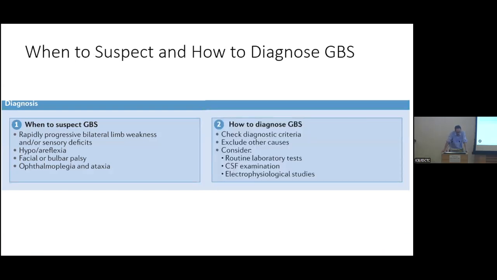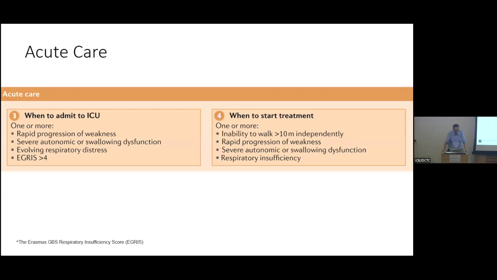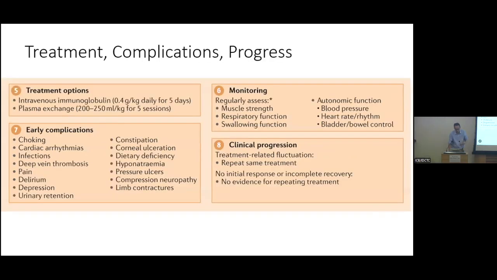Suspect Guillain-Barré when people have rapidly progressive weakness, and especially if it's followed a febrile illness, and diagnose it by doing a lumbar puncture and doing the electrical studies of the nerve in the arms and the legs. Sometimes they go to intensive care. We will treat if they are rapidly getting worse or they have autonomic or breathing problems, and we treat them with intravenous immunoglobulin and plasma exchange.